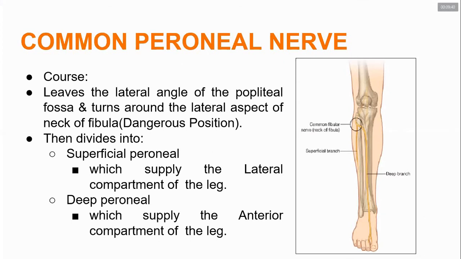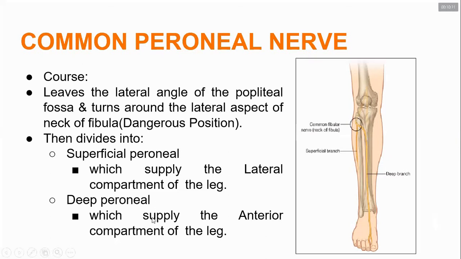Now similarly, for the sensory component, I will talk about both the common peroneal nerve and the tibial nerve together. So now we will come to the common peroneal nerve. The common peroneal nerve arises from the sciatic nerve on the lateral aspect. So it leaves the lateral angle of the popliteal fossa and turns around the posterolateral aspect of the neck of the fibula. So you can see from posterior it comes anteriorly. Then it divides into two branches. One is the superficial peroneal nerve, another is the deep peroneal nerve.